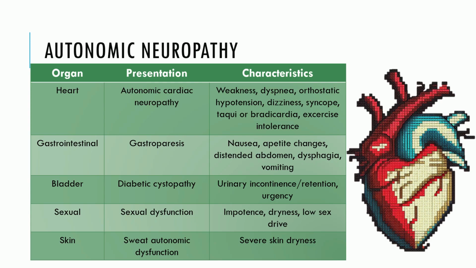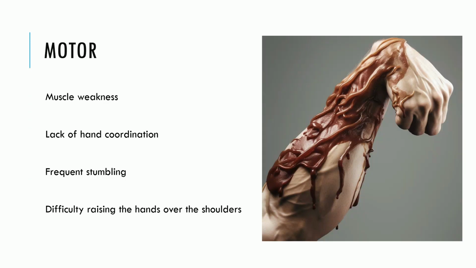And urgency, a patient that is sitting really relaxed, and then suddenly a very severe sensation of needing to pee. Sexual dysfunction with impotence, dryness, and low sex drive, and alterations in the skin with sweat autonomic dysfunction, leading to severe skin dryness. This dryness may appear anywhere, but it's usually even more severe in distal parts of our bodies. And finally, after autonomic neuropathy, we may find motor neuropathy.